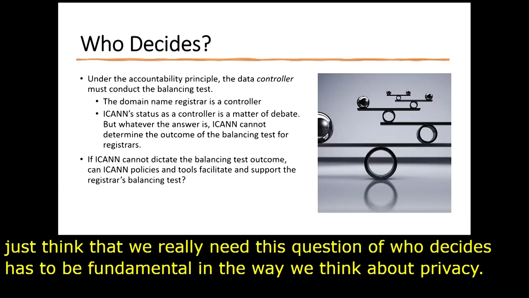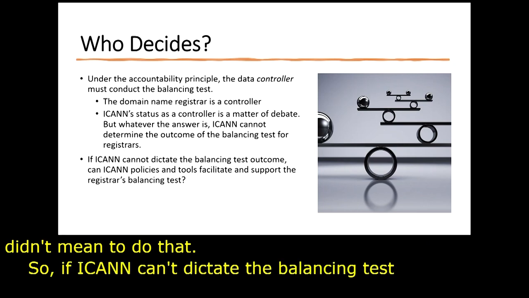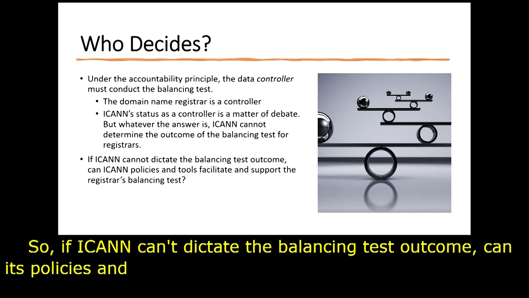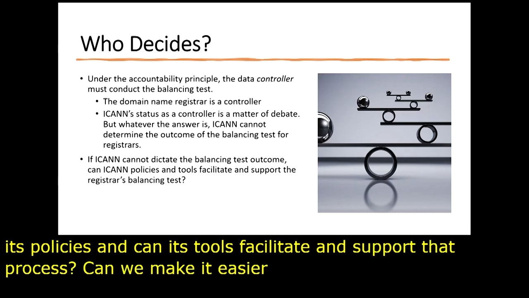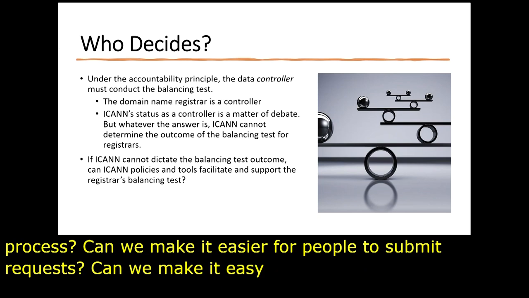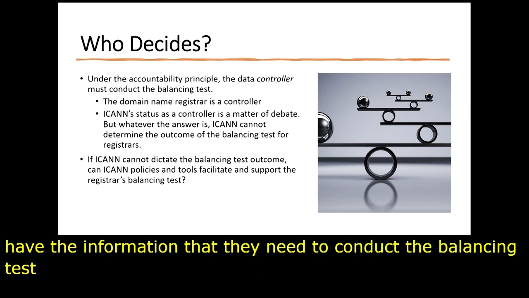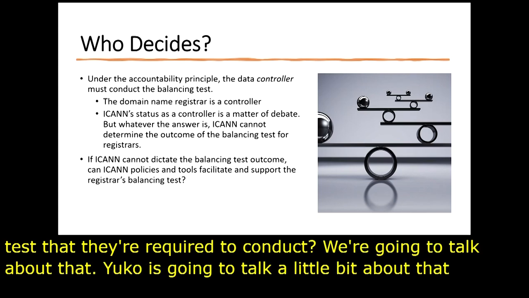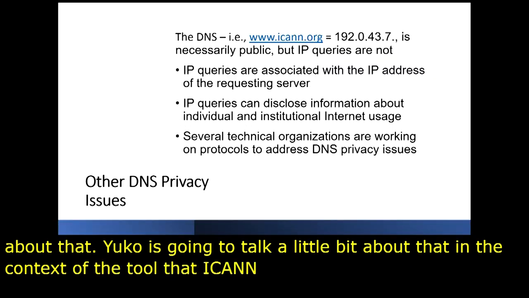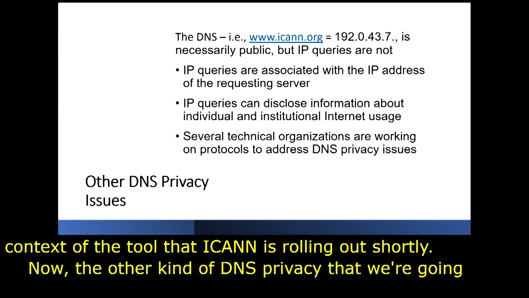So if ICANN can't dictate the balancing test outcome, can its policies and its tools facilitate and support that process? Can we make it easier for people to submit requests? Can we make it easier to ensure that registrars have the information that they need to conduct the balancing test that they're required to conduct? We're going to talk about that. Yuko is going to talk a little bit about that in the context of a tool that ICANN is rolling out shortly.